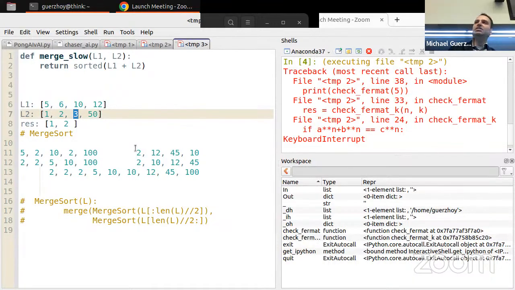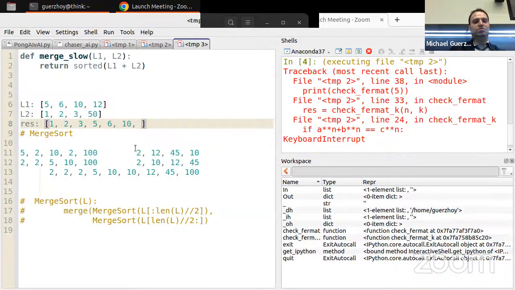And I still need to insert from L2 because 3 is smaller than 5, so that's going to be like this. So now I'm here in L2 and I'm still here in L1. And then I'll just keep inserting from L1. And then I'll finish inserting from L2. So that's how I'll do it.